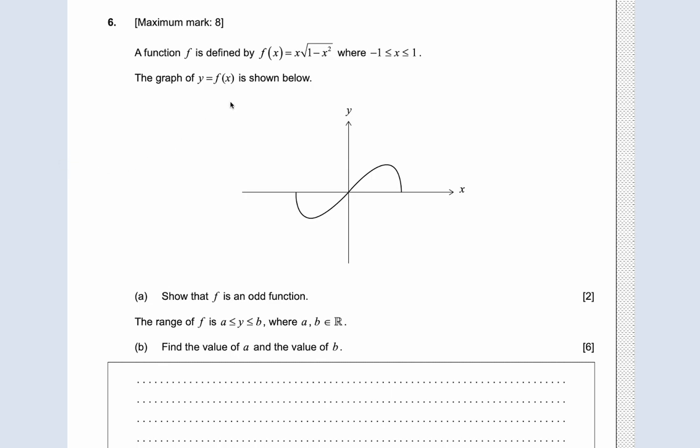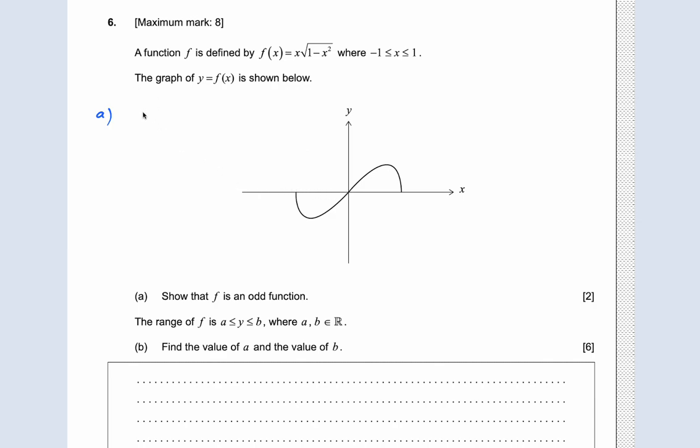Okay, question 6. We have a function f, f of x. This is the graph of the function. Part A says show that it is an odd function. Okay, so you can kind of tell it's an odd function because it has this rotational symmetry, this twofold rotational symmetry. But we need to show that it's an odd function.